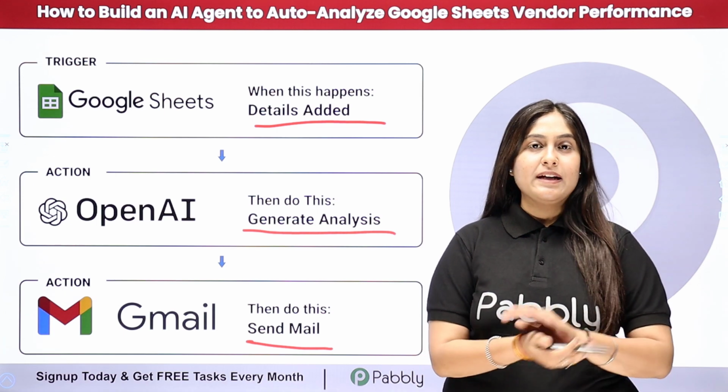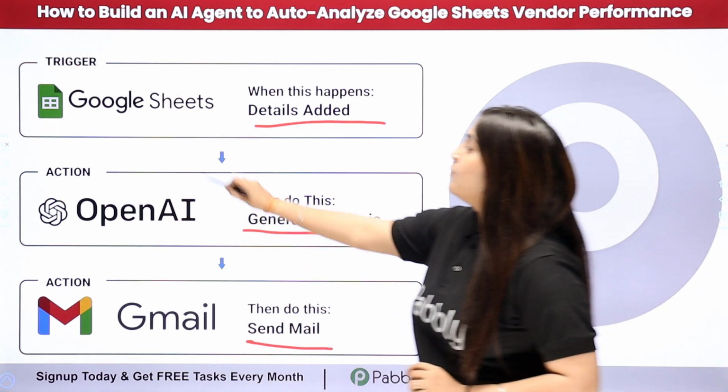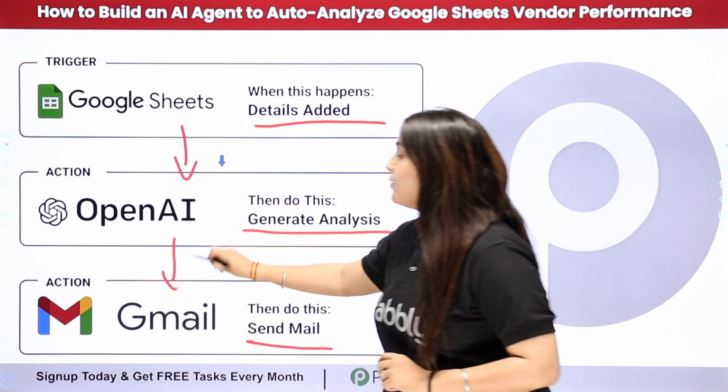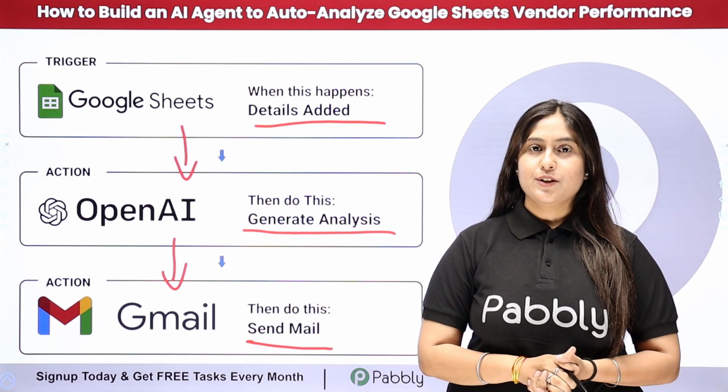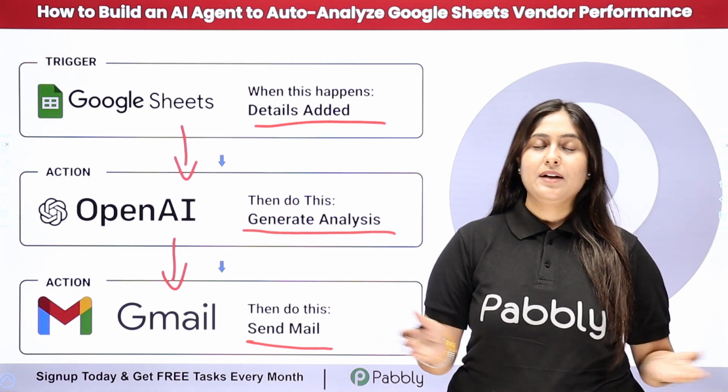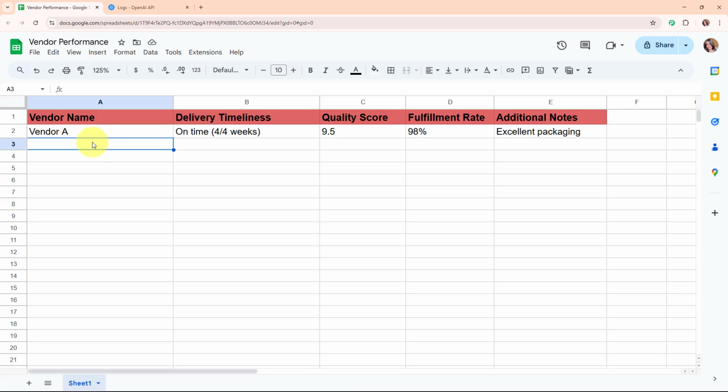So now here to automate the entire process, I need to connect my Google Sheets with OpenAI and Gmail using an automation software named Pabbly Connect. So to see the working of this automation and to learn this process step by step, let me take you to my screen. Welcome to my screen.